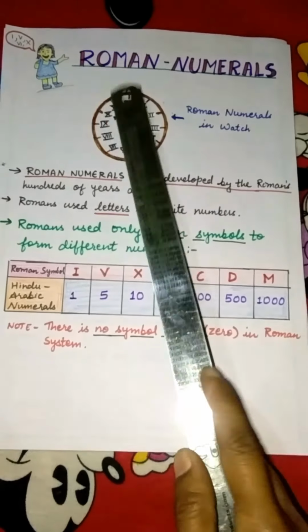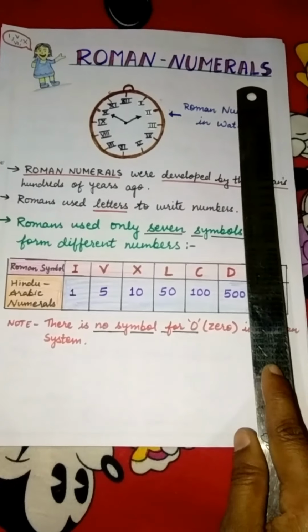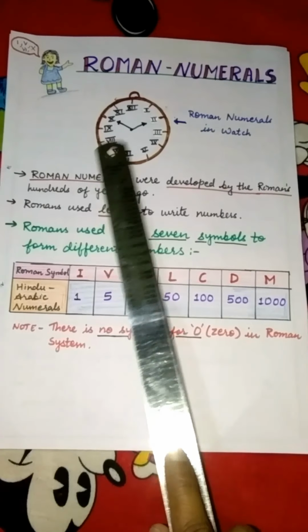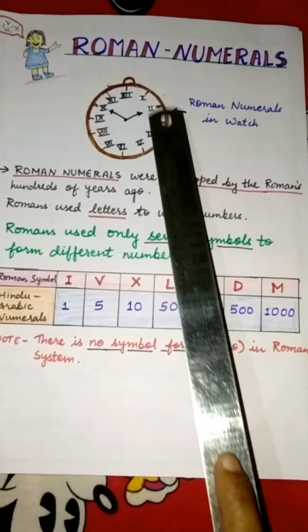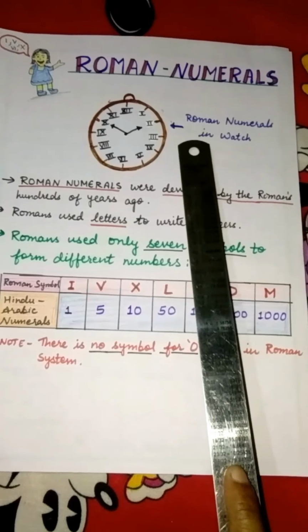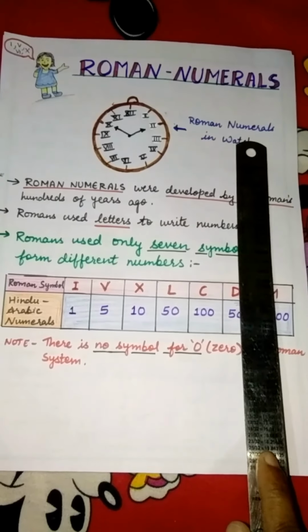Good morning, students. Today we are going to study Roman numerals. Can you see this watch? You can see in this watch, numbers are written in some other kind of symbols. These are known as Roman numerals.